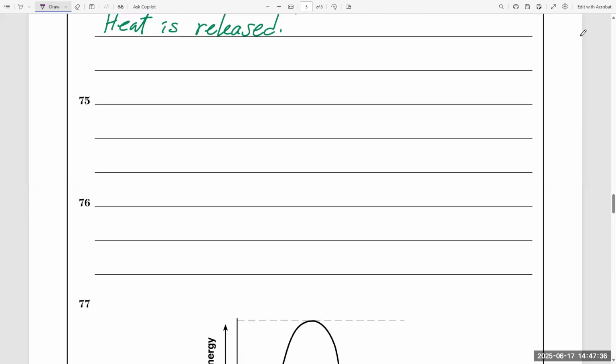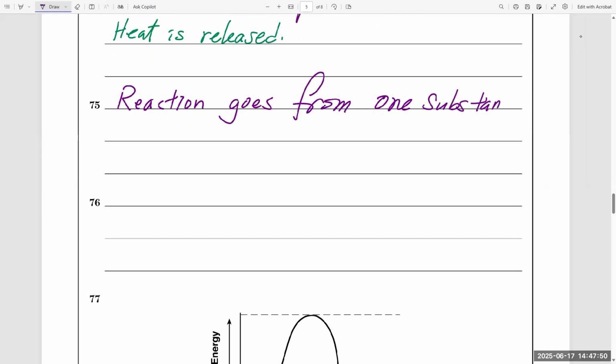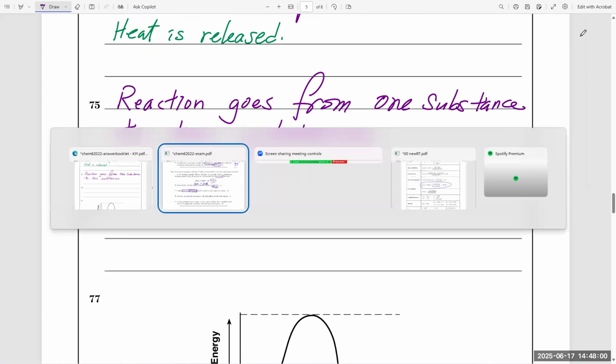You're going to write reaction goes from one substance, there's that word, to 2 substances. All right, let's go to 76.